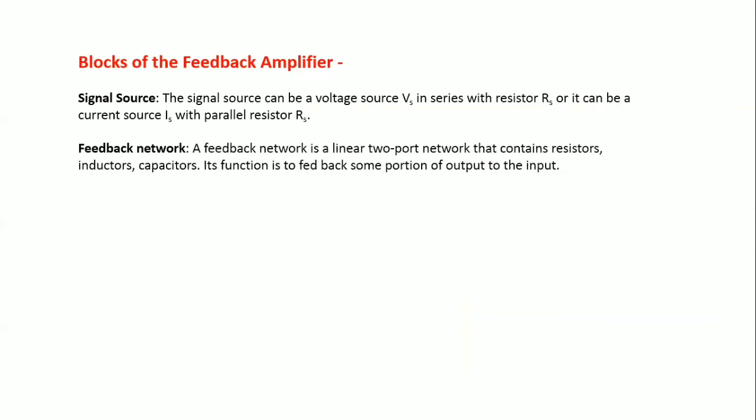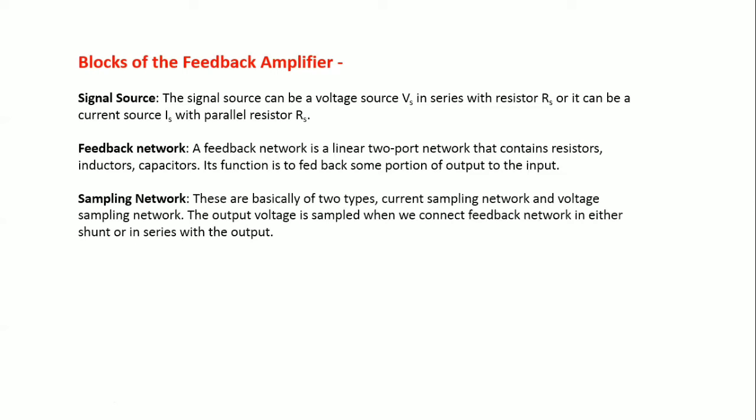The second block is the feedback network. This feedback network is similar to a two-port network that contains resistors, inductors, and capacitors, and its function is to feed back some portion of the output to the input. The third block is the sampling network. These are basically of two types, current sampling network and voltage sampling network. The output voltage is sampled when we connect this feedback network either in shunt or in series with the input.